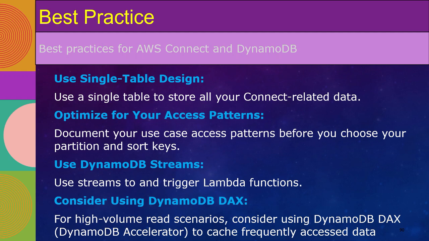So I always go with single table design. You optimize for your access patterns. You always document your use case access patterns before you choose your partition or sort keys. And I feel very strongly about this because if you don't, you wind up dropping your tables and designing differently.